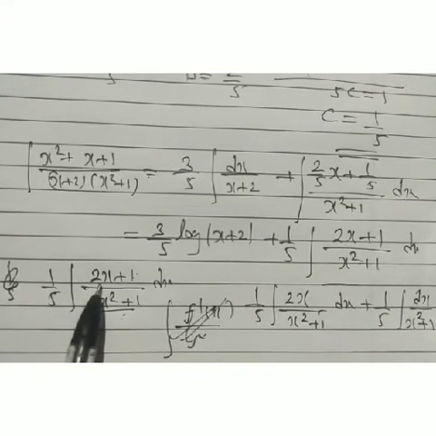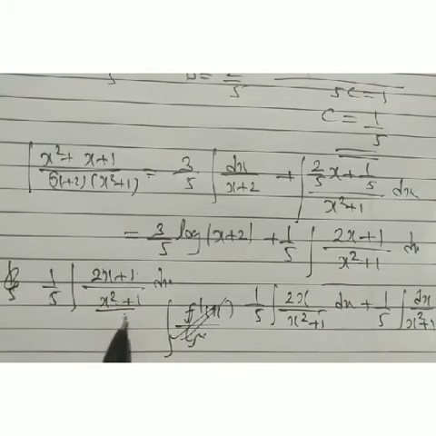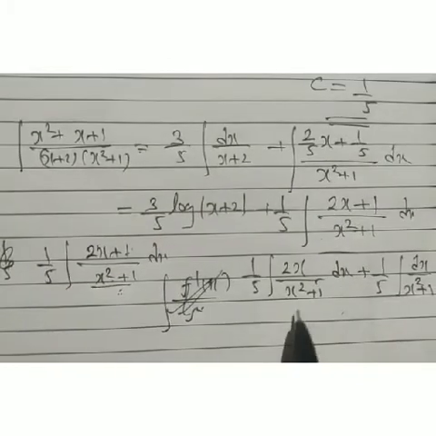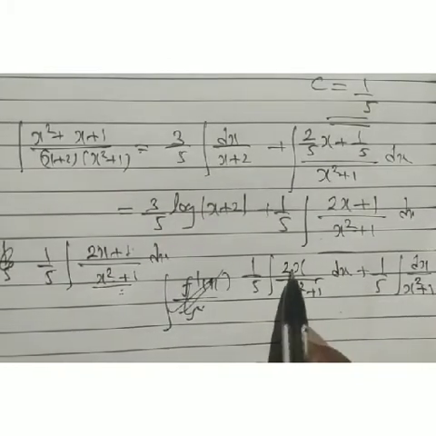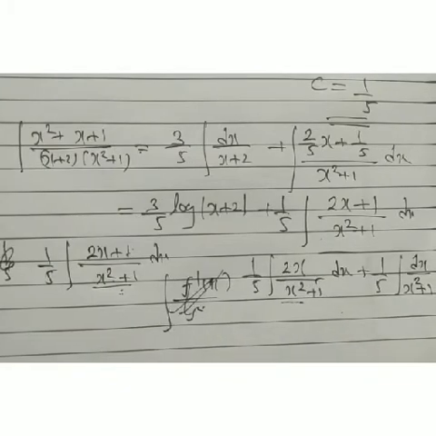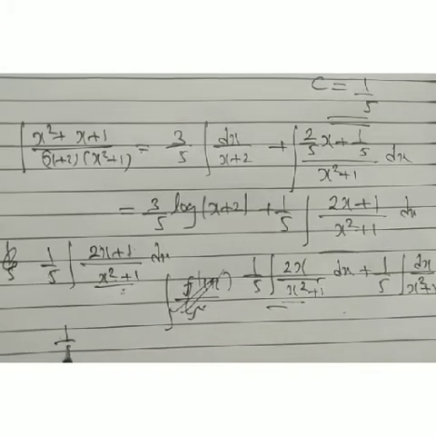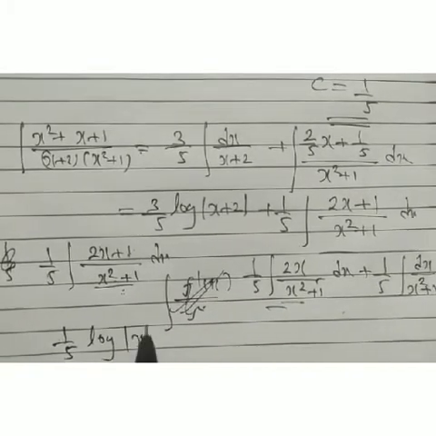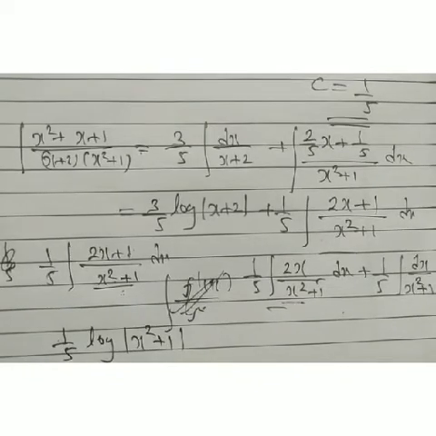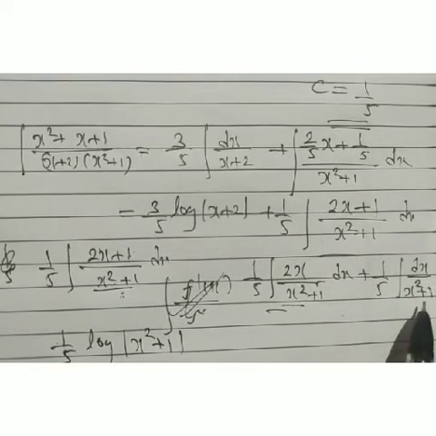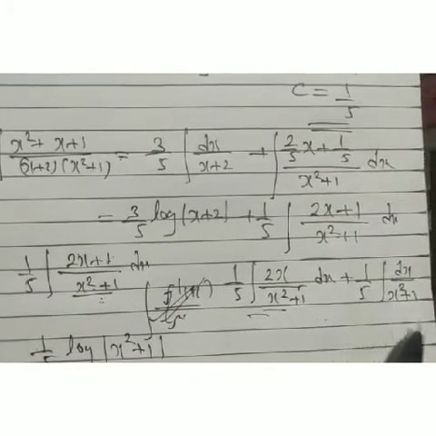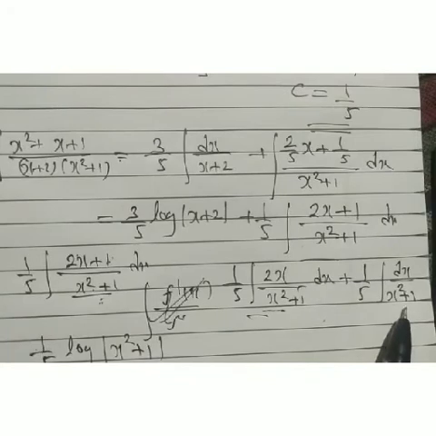We are going to solve this portion 2x plus 1 over x square plus 1. We divide it as 2x by x square plus 1 and then plus 1 by x square plus 1. Now look, this is of the form f dash x upon f x, and by the substitution method the integration is 1 by 5 log of x square plus 1. And 1 by 5 of dx upon x square plus 1 is of the form integration of dx upon x square plus a square, whose value is 1 by a tan inverse x by a.